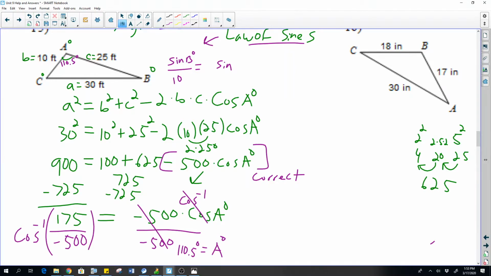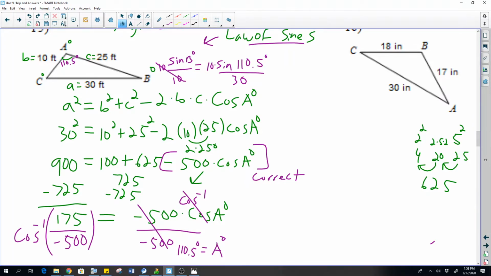So now we're going to do sine of 110 degrees, which we just found, to the nearest tenth. And then we're going to divide that by the opposite of sine A, because that's angle A, 110.5 degrees, is little a, which is 30. Cool. So now we'll multiply the 10 to the other side.